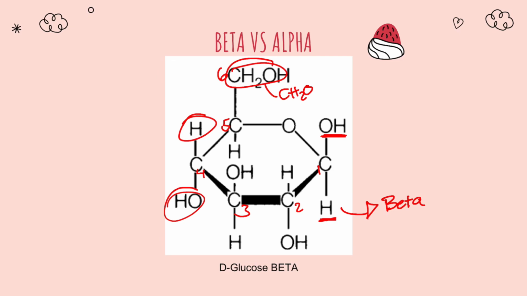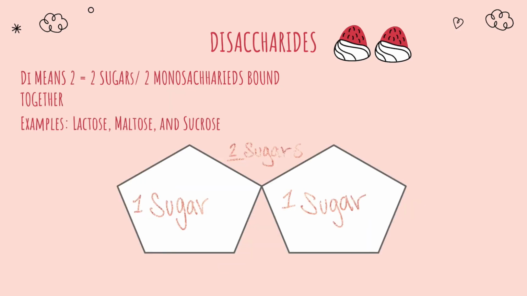Since we're starting on this first carbon, we're going to look at this first carbon to determine whether it's beta or alpha. So now if these were switched on this first carbon and the hydrogen was up here and the hydroxyl group was on the bottom, it would be alpha. But since the hydroxyl group is on the top and the hydrogen is on the bottom, for this first carbon, it's going to be beta.